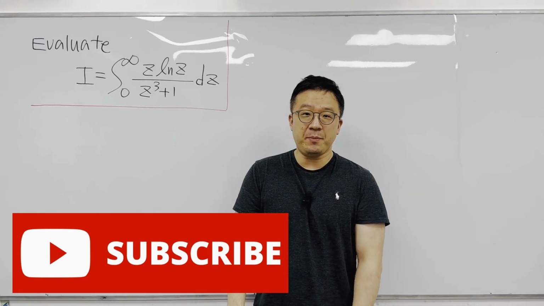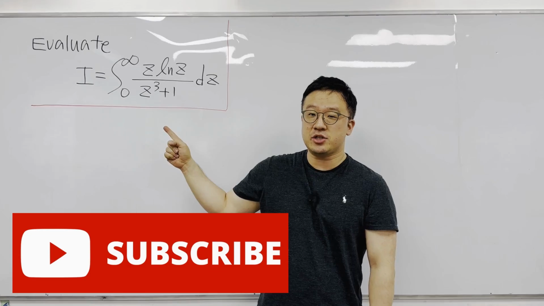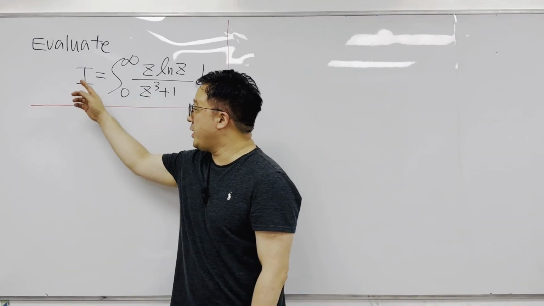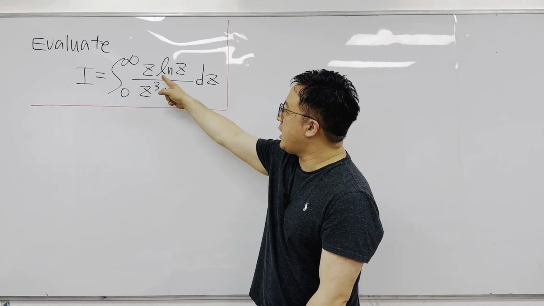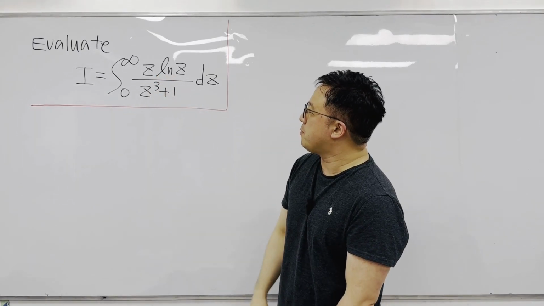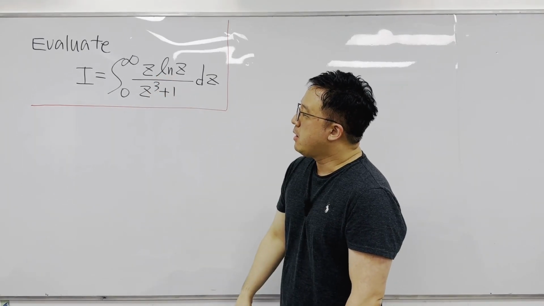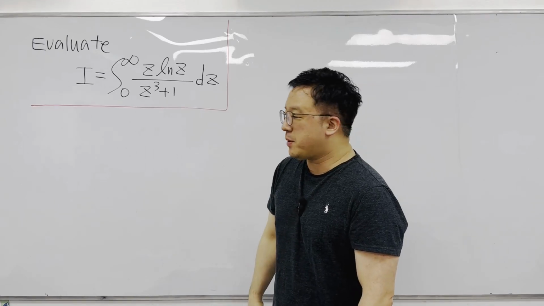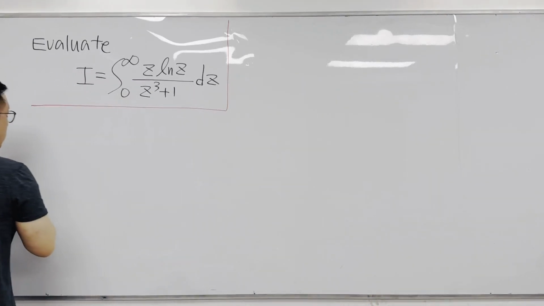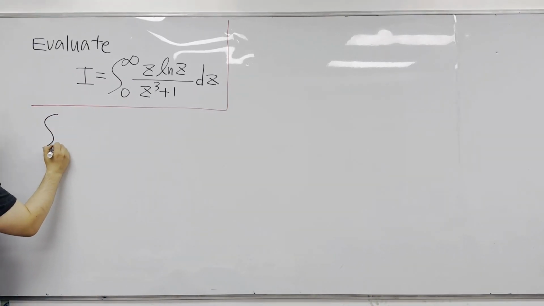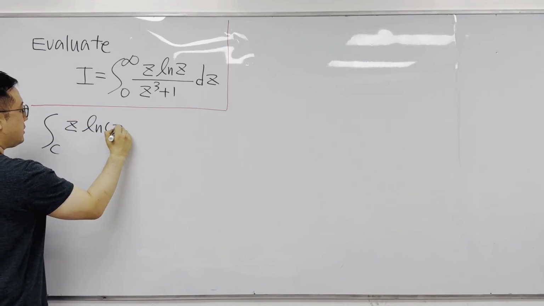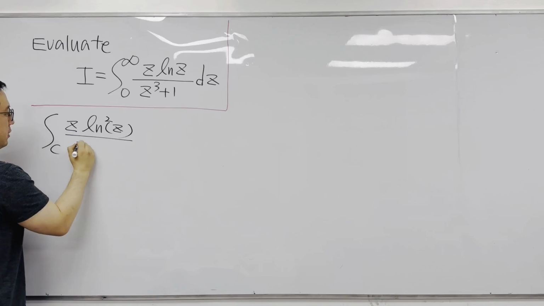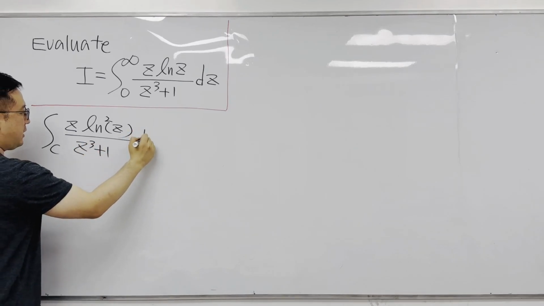So in this video, we're going to be evaluating this interesting and challenging integral. The question is, we need to evaluate this integral from 0 to infinity of z times ln z over z cubed plus 1 dz. For this question, we will see that later, but we need to take a look at this integral over C of z times ln squared z over z cubed plus 1 dz.